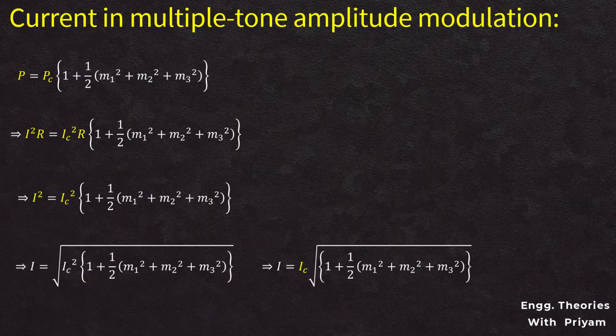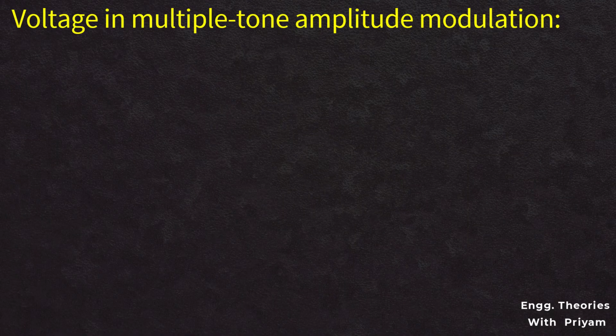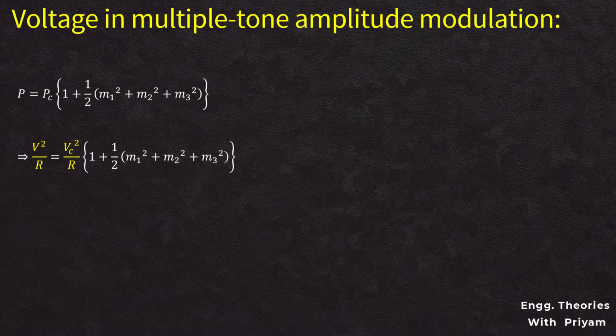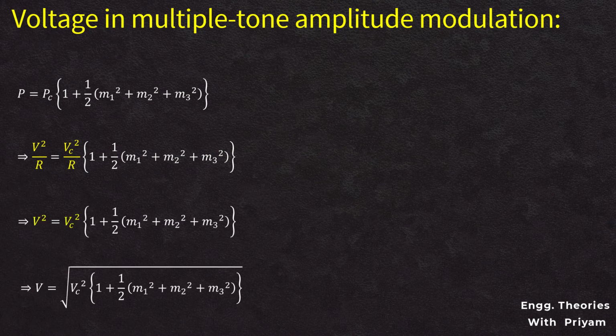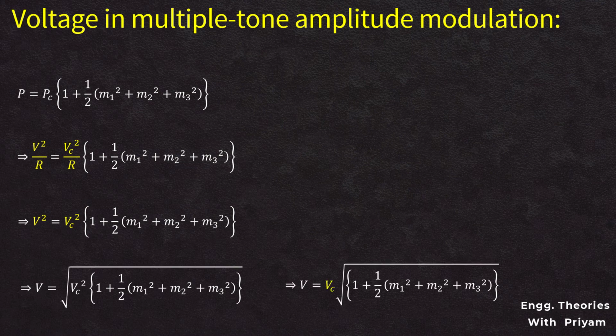Now, let's calculate voltage in the multiple tone amplitude modulated signal. From equation number 4 we can write total power P is equal to carrier power PC into 1 plus half into m1 square plus m2 square plus m3 square. Replace P by V square by R and PC by Vc square by R. Then the total power can be written as V square by R is equal to Vc square by R into 1 plus half into m1 square plus m2 square plus m3 square. Eliminate R from both the sides, simplify the terms, then voltage in the multiple tone amplitude modulated signal can be written as V is equal to Vc into root over 1 plus half into m1 square plus m2 square plus m3 square.